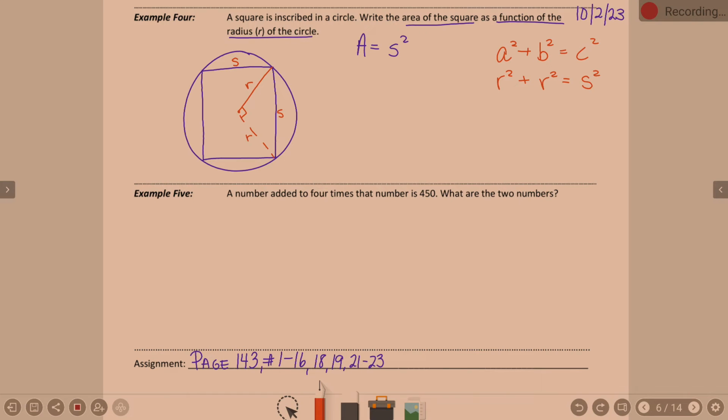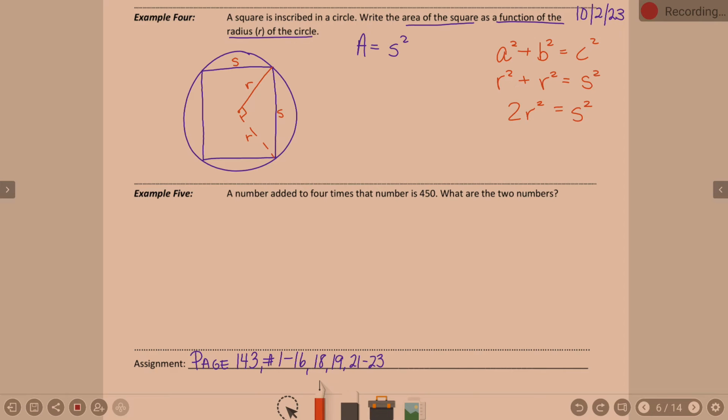What is R squared plus R squared? 1R squared plus 1R squared is 2R squared, equaling S squared. We can think of this in two different ways. Officially, we're trying to replace S here, yes? So if you're just going for, okay, I need to solve for S to replace S, how do I take S squared and solve for S? You're going to square root, yes?